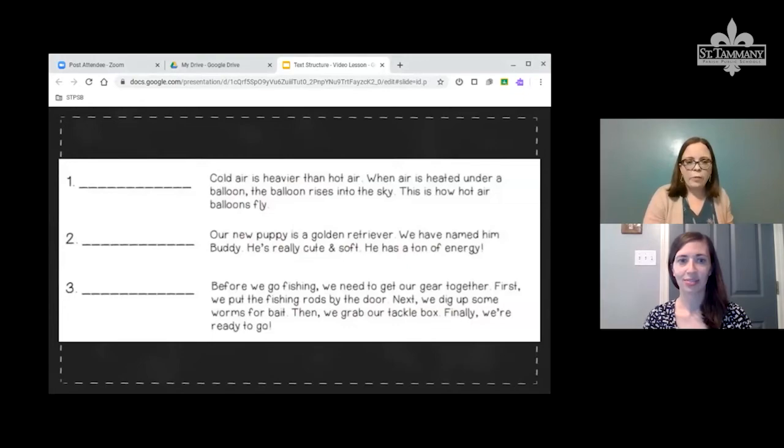In our second one, it says, our new puppy is a golden retriever. We have named him Buddy. He's really cute and soft. He has a ton of energy.